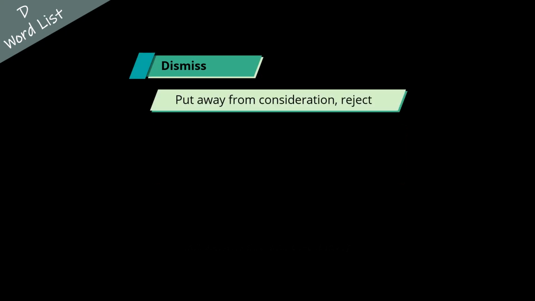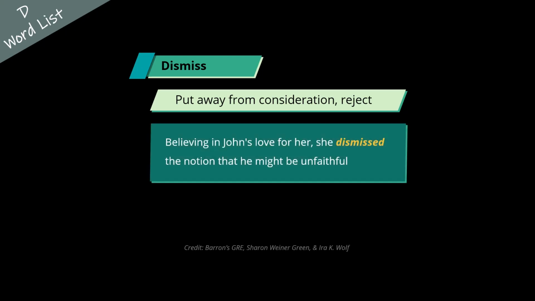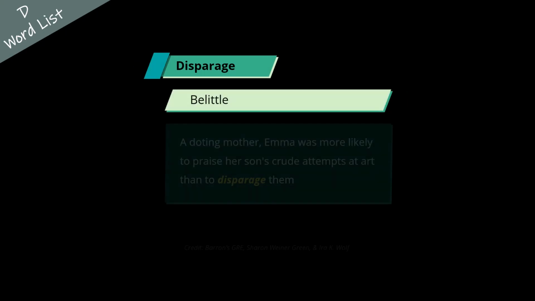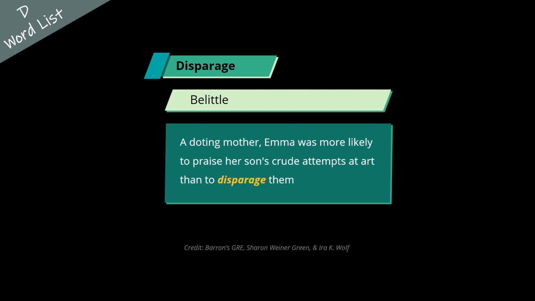Dismiss means put away from consideration, reject. For example, believing in John's love for her, she dismissed the notion that he might be unfaithful. Disparage means belittle. For example, a doting mother, Emma, was more likely to praise her son's crude attempts at art than to disparage them.